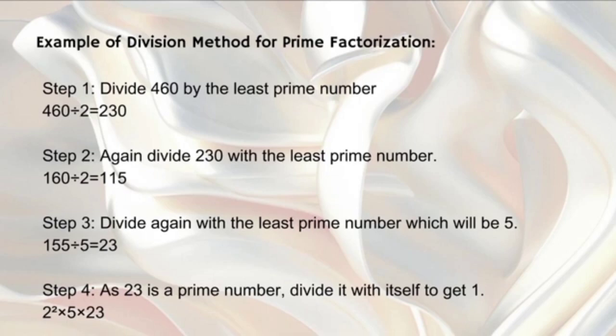And step 4, 23 is a prime number. Divide it by itself to get 1. Now, the prime factorization of 460 will be 2 to the power of 2 times 5 times 23.